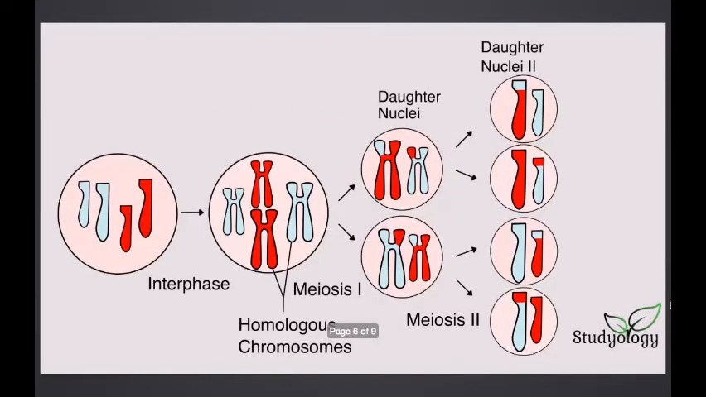Let's see the diagram. So now you can see this is the parent cell. Look at my cursor here. This is the parent cell. They have two blue DNAs and two red DNAs.